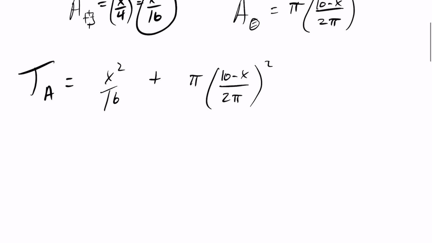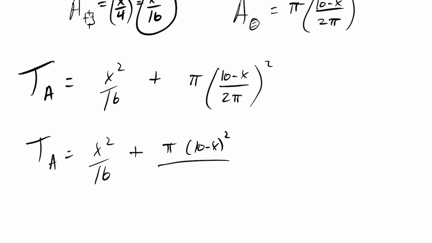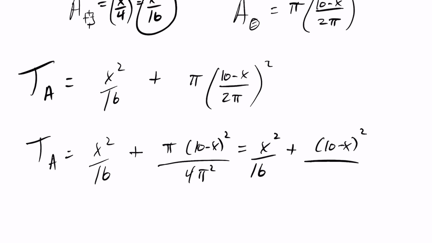All right, so continuing this up here, my total area is going to be x squared over 16 plus pi. I'm going to square the top, I'll leave it like that. I'll actually expand out the bottom as 4 pi squared. And I can reduce this a bit. This becomes x squared over 16 plus 10 minus x squared over 4 pi.